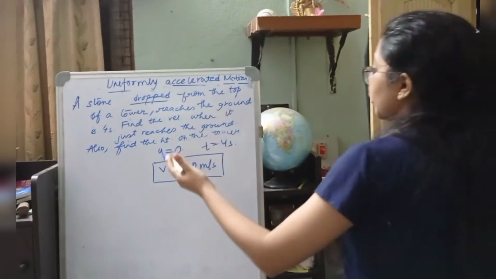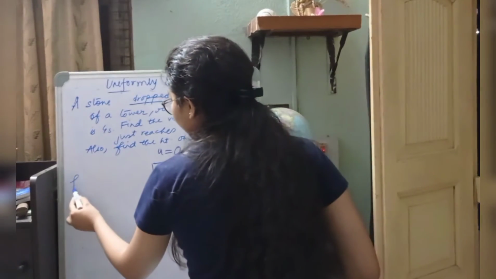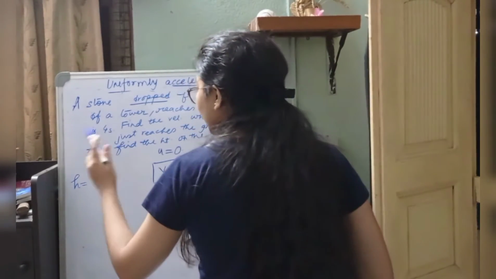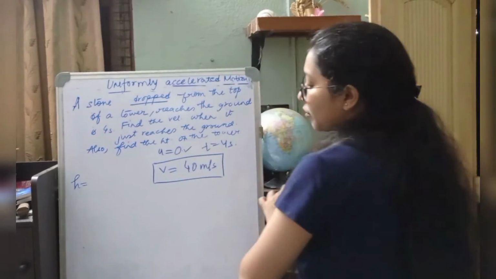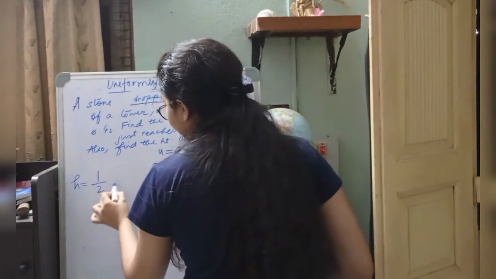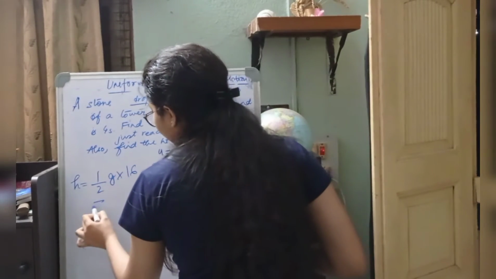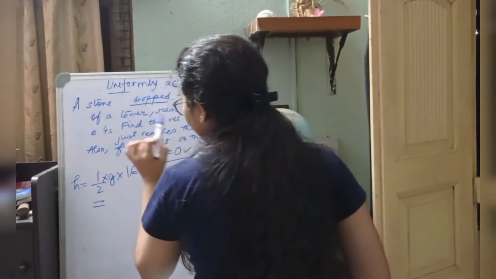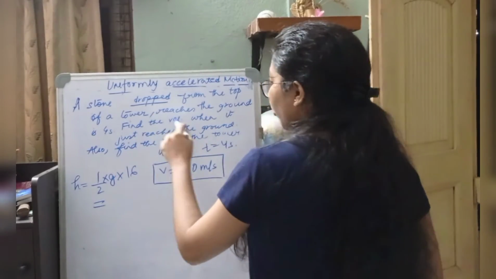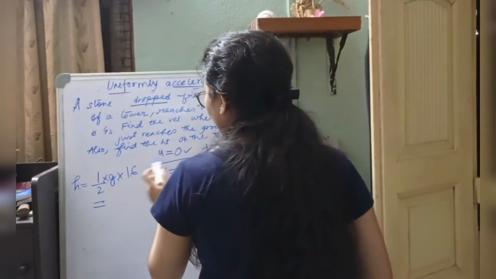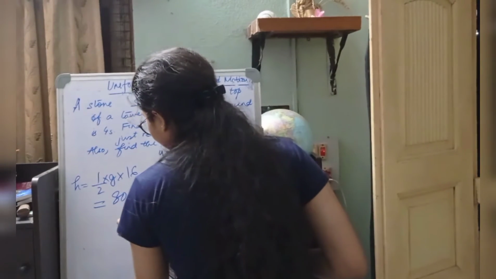For the next part of the question, also find the height of the tower. I can directly evaluate h is equals to ut plus half gt square. The ut part will become 0 because u is equals to 0. Half gt square, if I directly apply, the value comes out to be, I will consider taking g as 10 instead of 9.8. I will round it off and take it to 10 at my discretion. So the value comes out to be 80 meters.